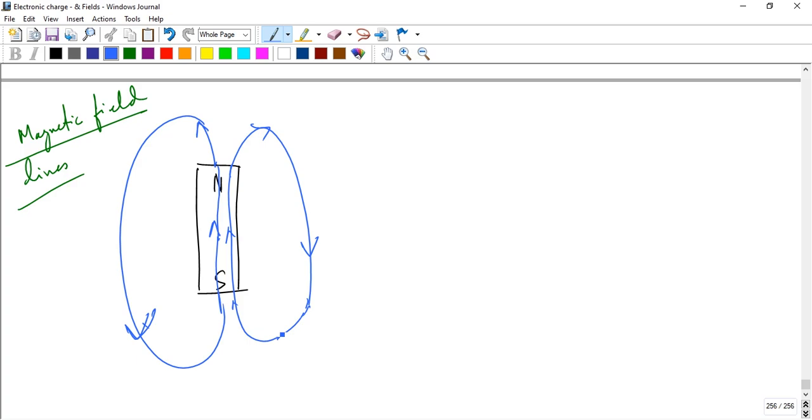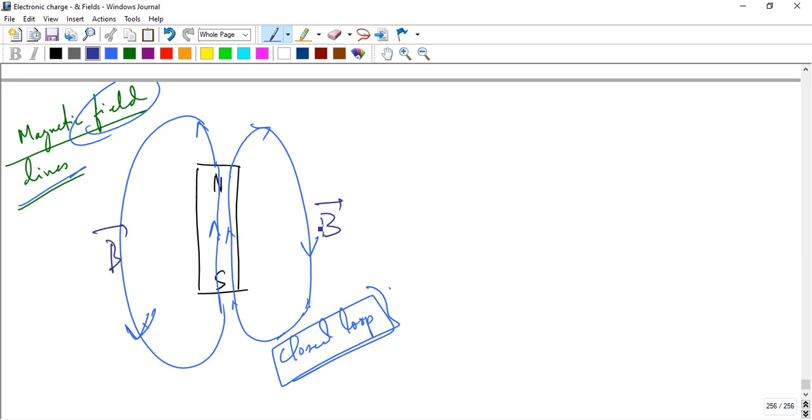Clear? So a magnetic field line is a closed line. It is a closed loop. Very important: magnetic field lines are closed loops. That's the direction of B. The magnetic field is in the direction of B.